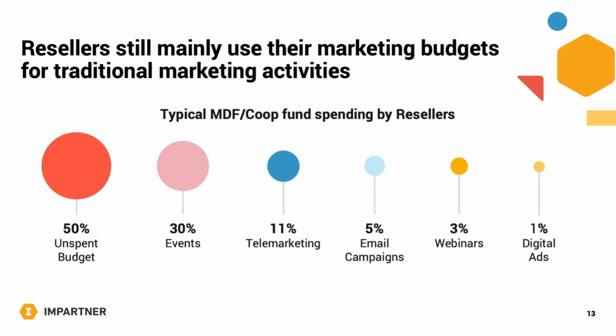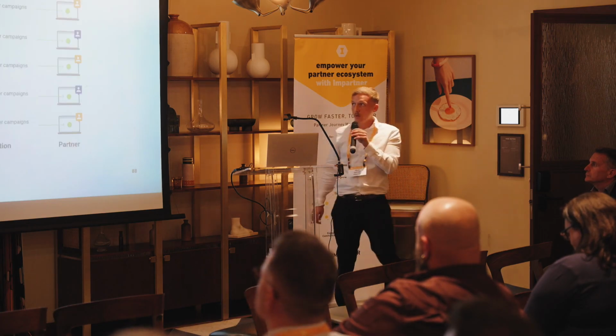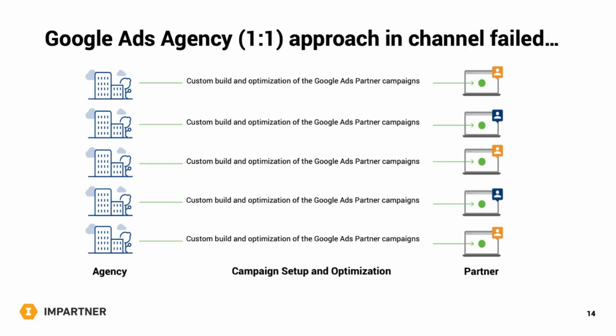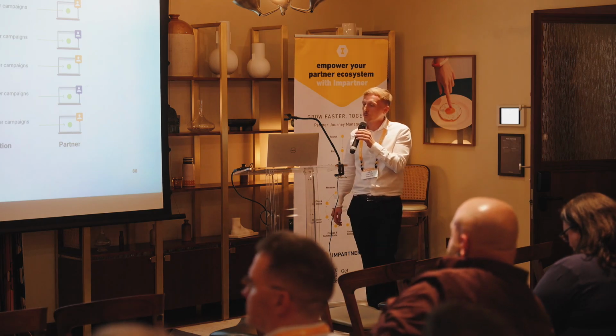So this is where there's a real gap for paid media partner marketing automation. It allows you to get the partners to use their funds towards high impactful digital ads. But the problem is that the way that companies traditionally run Google Ads with partners is on a one-to-one approach. So it's usually each partner has a custom campaign that's manually built by an agency. It's slow, it's not as effective, and it's definitely not scalable. So partner teams typically need something better, something centralized and automated.